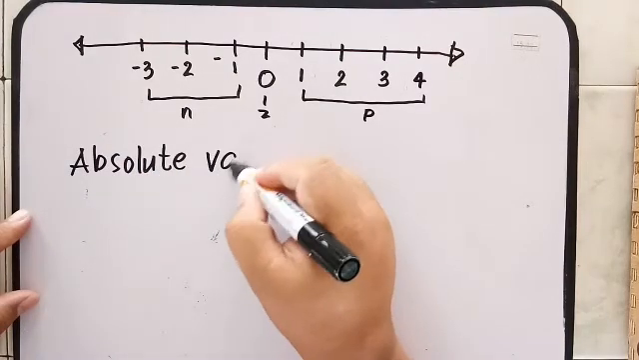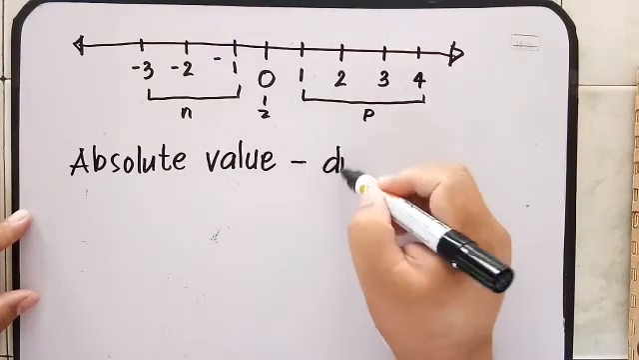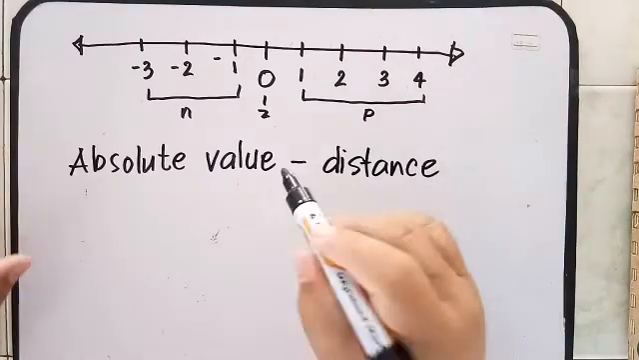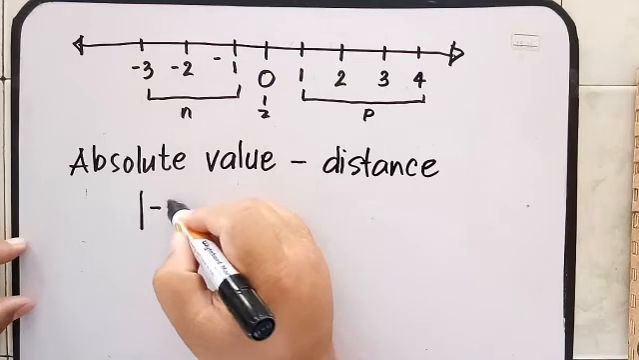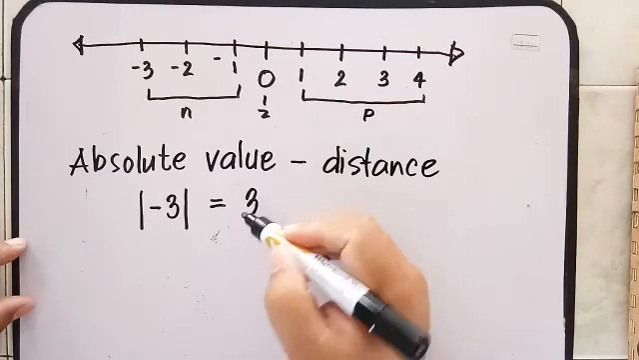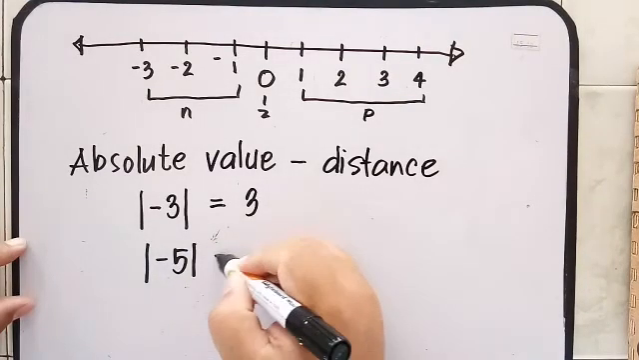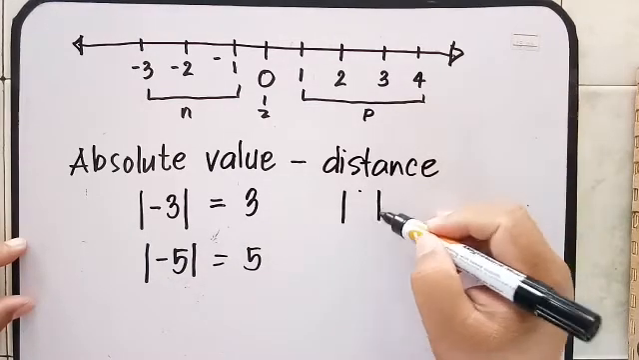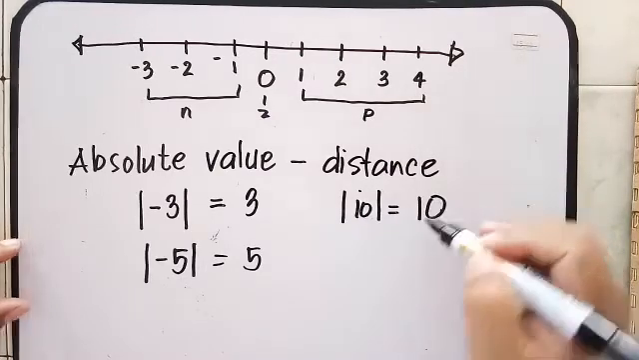When we say absolute value, class, don't get confused, because with absolute value we are actually talking about the distance of a particular point to another point. Let's say I ask, what is the absolute value of negative 3? Of course, that is 3. What is the absolute value of negative 5? The answer is 5. And again, what's the absolute value of 10? That is 10.